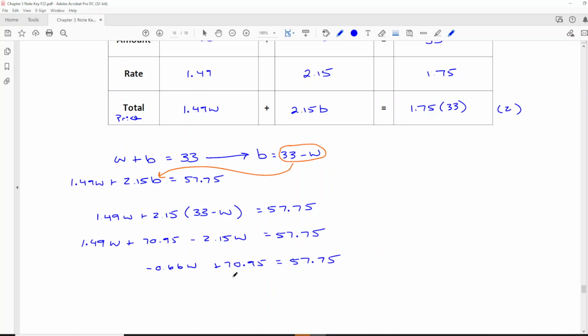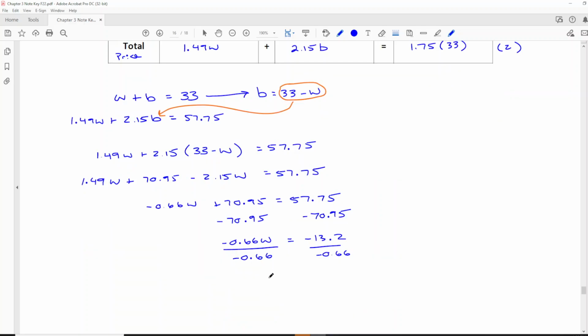Now I want to isolate the W term, so I'm going to subtract 70.95 from each side. Then I'm going to end up with negative 0.66 W equals 57.75 minus 70.95, which gives me negative 13.2. And then I want to get the variable by itself, so I'm going to divide both sides by negative 0.66. And then I end up with W equals 13.2 divided by 0.66, which is 20.